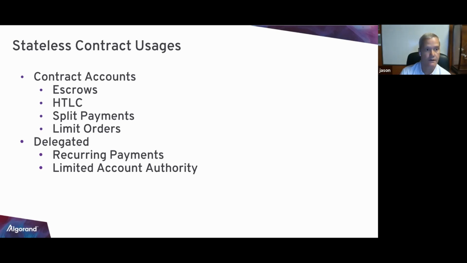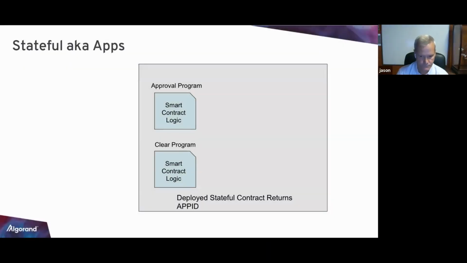Okay, now let's talk a little bit about stateful. Technically, when I said there's just one piece of logic, for what we call an application, a stateful contract, it's actually two programs. We have what we call the approval program and a clear program, and they both contain logic that looks fairly similar. The difference is which program answers transactions when these are deployed, and that will really depend on the transaction type, and we'll go through that in the next slide.